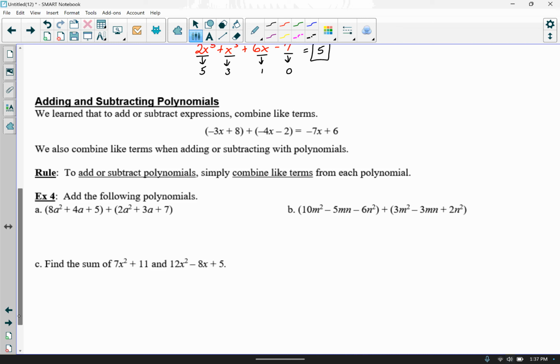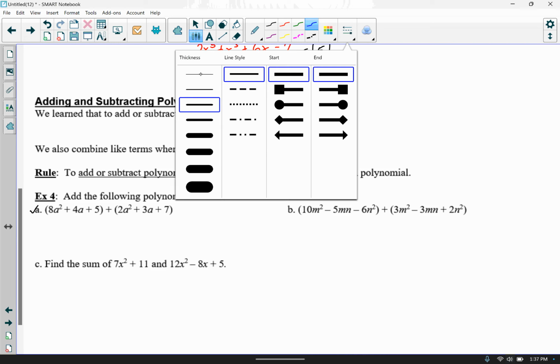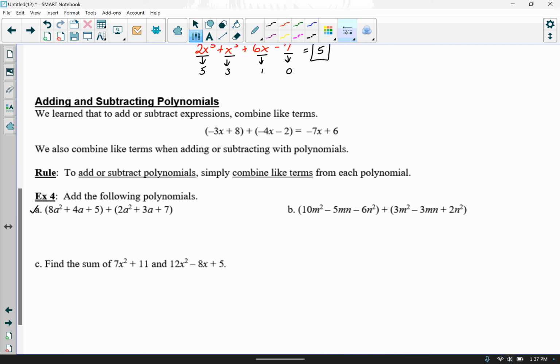You will add and subtract, meaning combining like terms within a polynomial, okay? So if I'm coming down then to example 4, let's just do letter A here together. I think these are pretty straightforward in terms of combining like terms. Remember, you have to have the same variable part.